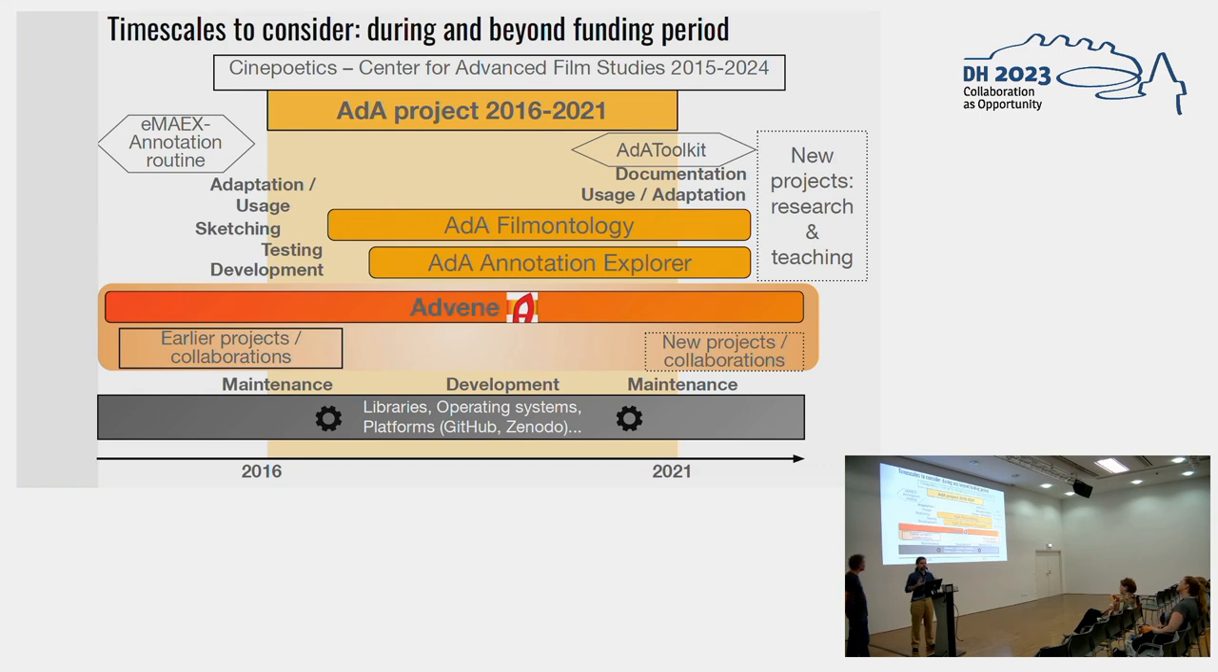So this is then the ADA toolkit, not just as a specific tool, but also the documentation of these processes of annotating film analytical vocabulary with Advene and these machine readable annotations. So this is then also going beyond the project, as we are right now also preparing a data paper. So all these aspects are part of the project but also go beyond the project and have to be considered.